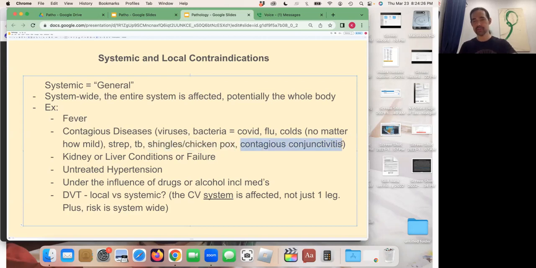Contagious conjunctivitis. So there's many kinds of conjunctivitis, like pink eye. Some pink eye just comes from dust that you happen to get exposed to that you're not used to. And others are caused by bacteria or viruses.